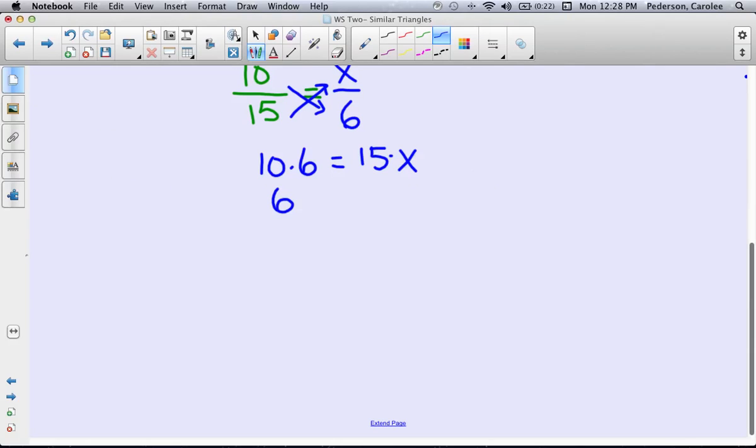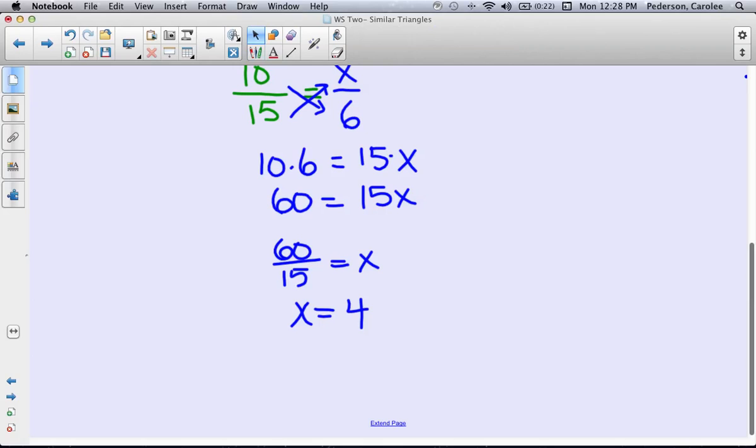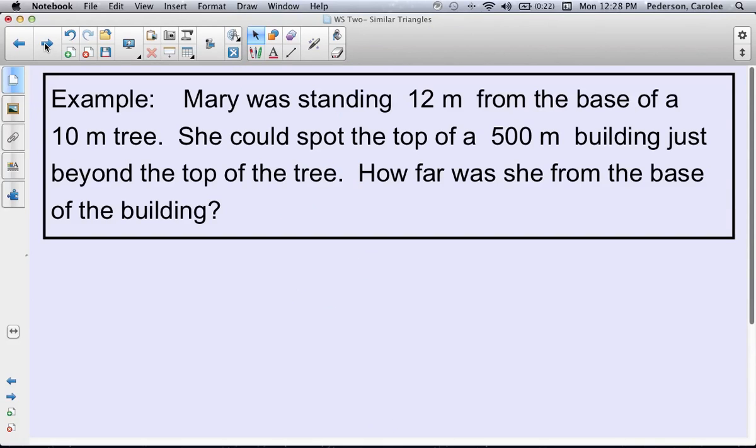10 times 6 is 60. 15 times x is 15x. Then we divide both sides by 15. And we get x to be 4. We have this example I'll save for part 2.